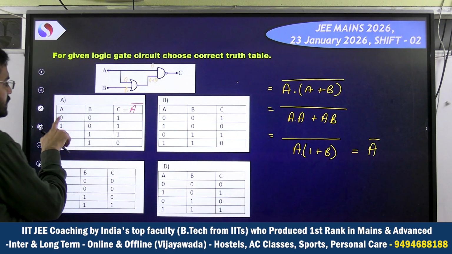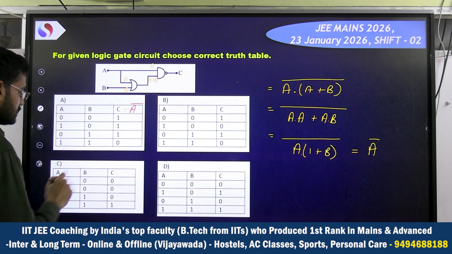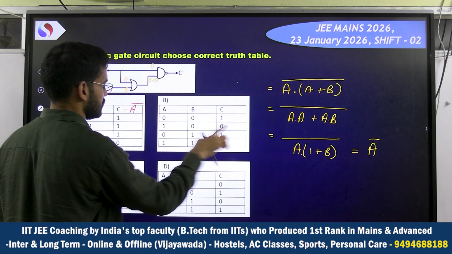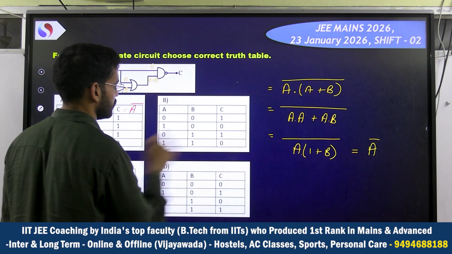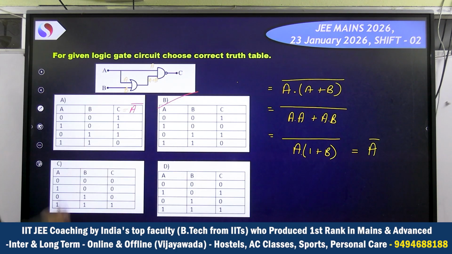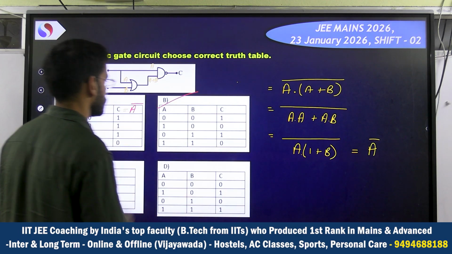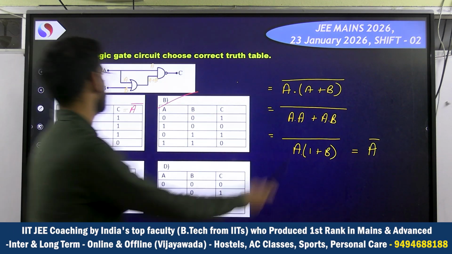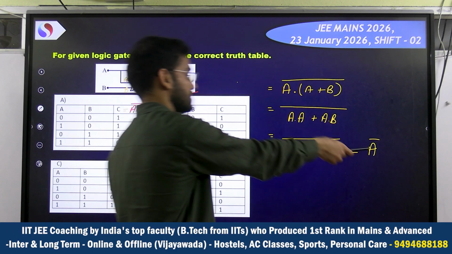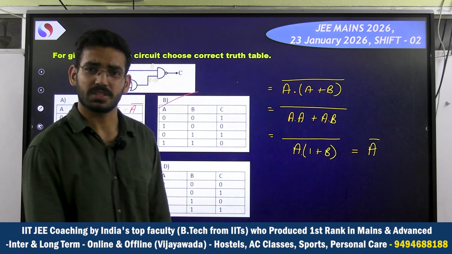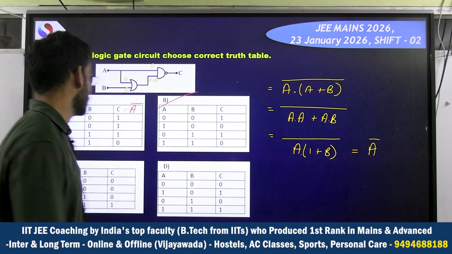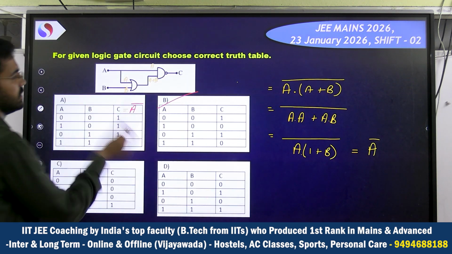So here 0, 1, 1, 1? No, this is not. 0, 1, 1, 0, 0, 1, 1, 0. So I think option B is correct. If you see here 0, 0, that is not correct, that is also not correct. So option B is correct. The logic gate answer here is A bar. Logic gates come in almost every paper, right? So you should be ready with these things.